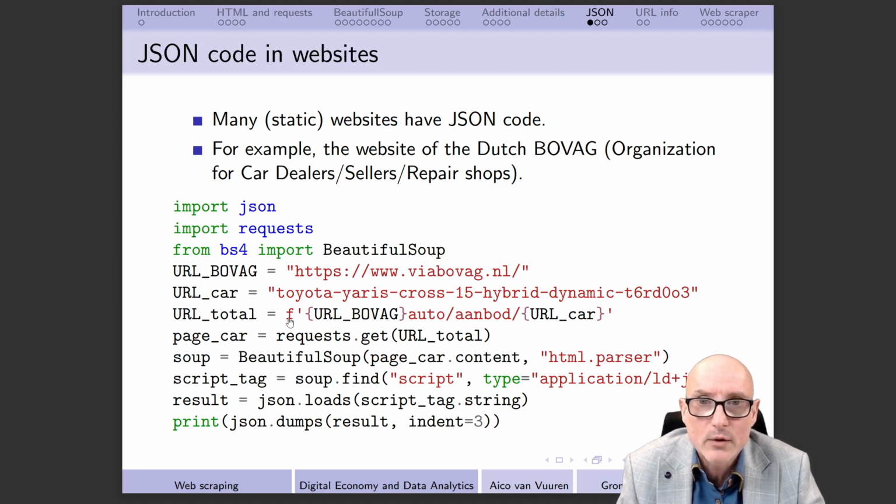So we again are going to have an f in front in order to do manipulation with respect to a string. That implies that we start with this website that we have over here. Then, in addition, we need to have two additional words over here. The first is auto, which is Dutch for car. The second is aanbod, which is Dutch for supply. And then in addition to that, we actually need this particular URL for the particular car that we are interested in.